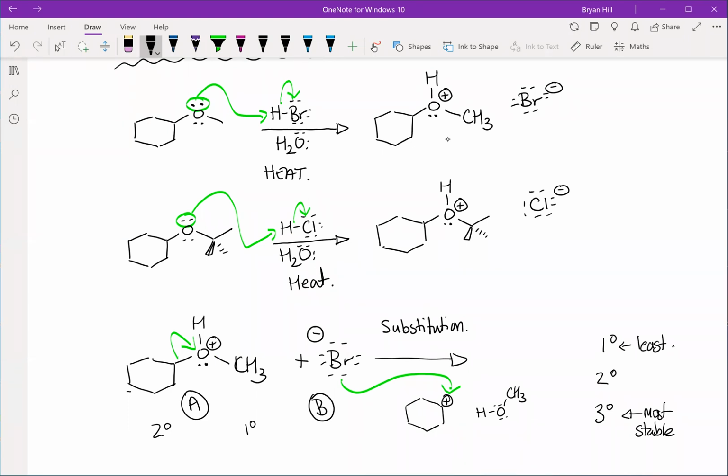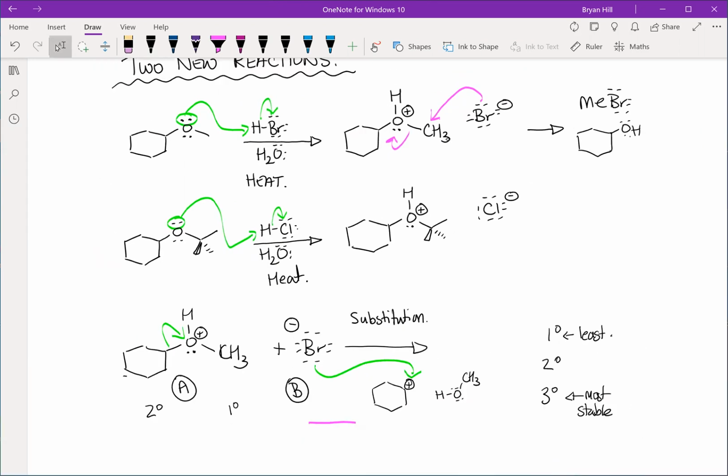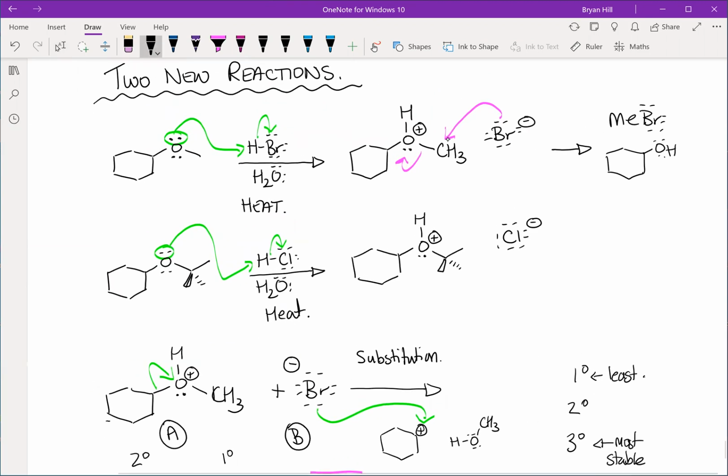So in situations like this, this is going to favor an SN2 type mechanism. So instead of doing what I've drawn down here, this bromide is going to attack the methyl group, because remember, methyl groups are the fastest for SN2 reactions. And then these electrons will move on to here, and our product will be methyl bromide and our cyclohexanol. So this will be an SN2 reaction, because methyl groups are fast for SN2.